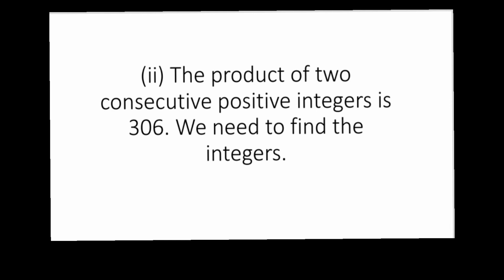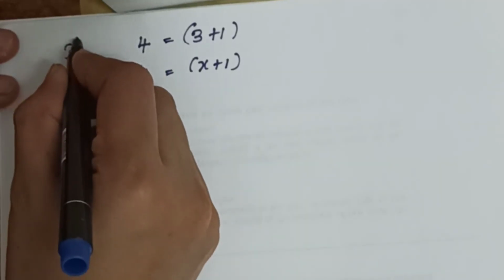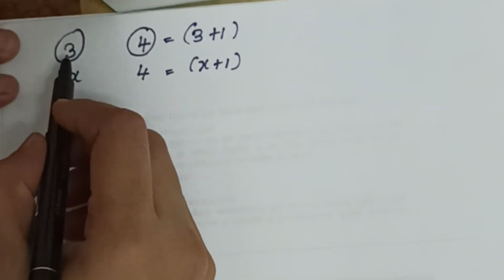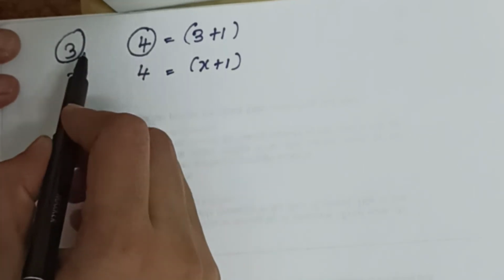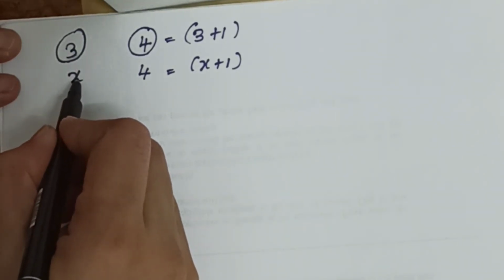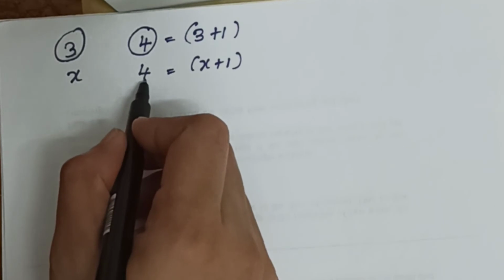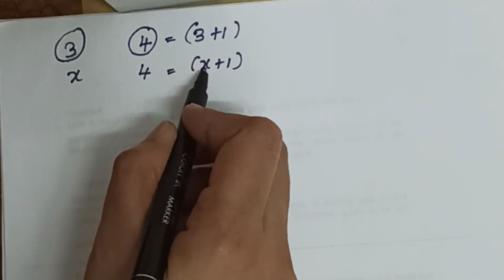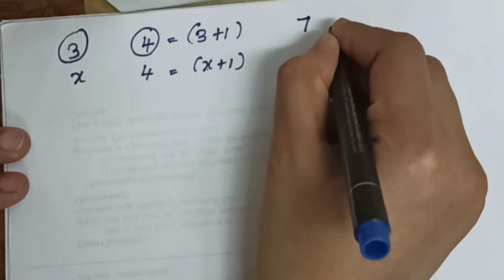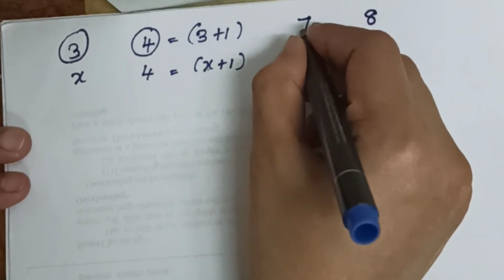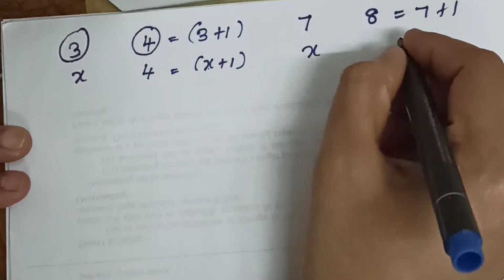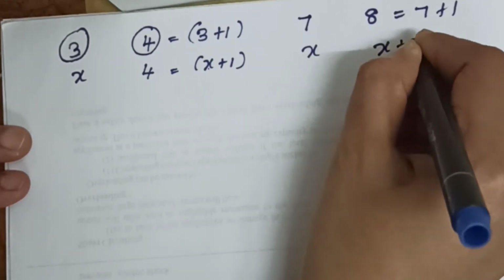The product of two consecutive positive integers is 306. We need to find the integers. We are taking two consecutive positive integers, for example 3 and 4. See 3 here. What is 4? 4 is 3 plus 1, isn't it? Suppose 3 is x, now what can you say about 4? 4 is 3 plus 1. That means it is x plus 1. Same like that, take another two positive integers like 7 and 8. If 7 is x, what is 8? We know 8 is 7 plus 1. That means 8 is equal to x plus 1.